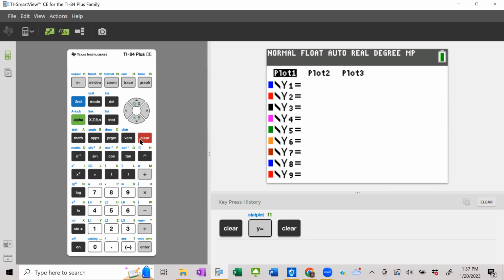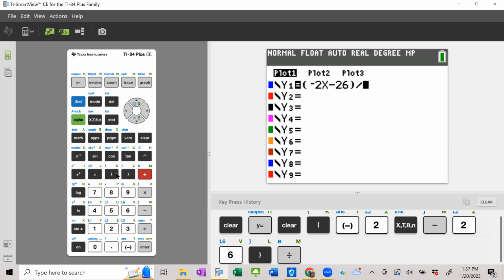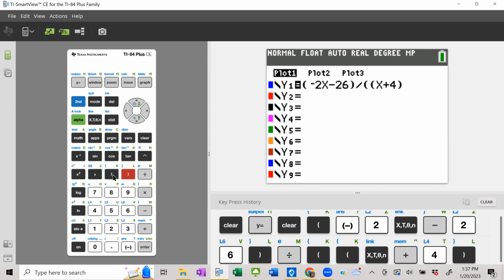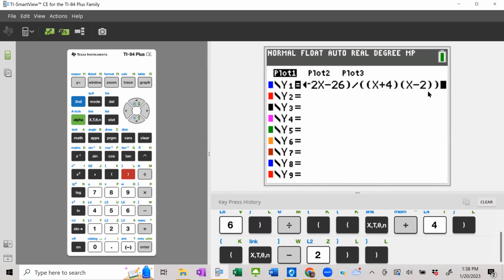Now I'm going to input it in a kind of standard way that everyone can do, with a left parenthesis around the numerator, negative 2x minus 26, parenthesis, divided by, parenthesis again, and then another parenthesis, x plus 4, left parenthesis, x minus 2. And then two parentheses. That closes off the denominator.